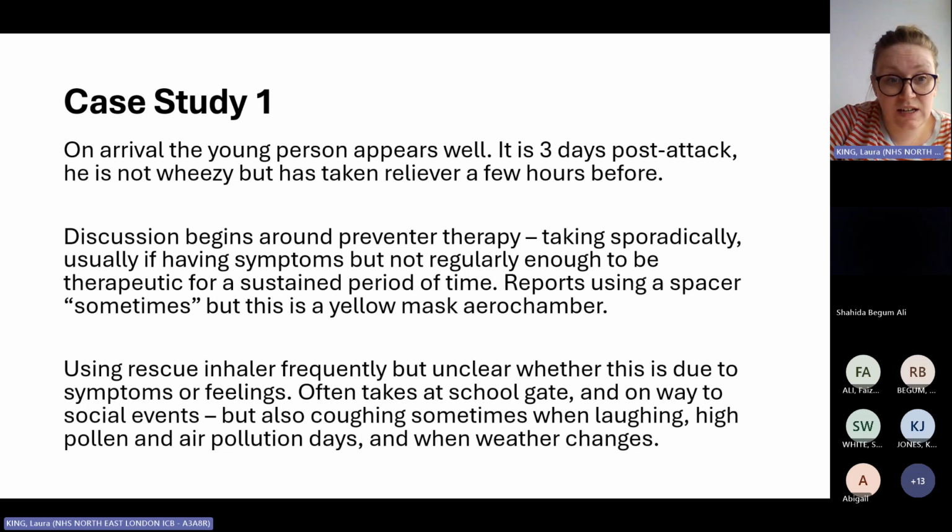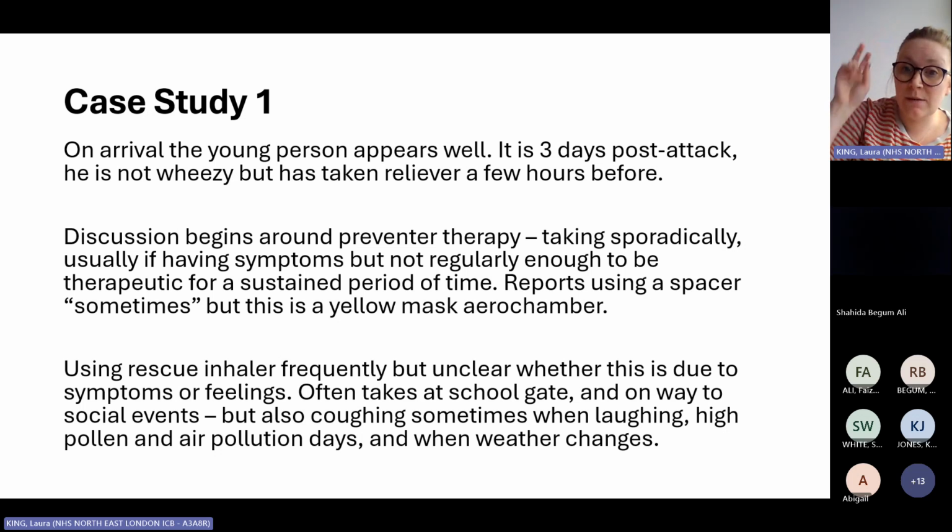They're taking it sporadically, usually just in response to symptoms, but not regularly enough to be therapeutic. So you may well know this already. It takes sort of 4 to 6 weeks for an inhaled steroid to start working. And quite often what we see is they'll get quite good after an attack, or during some of the trickier times of year for that patient. They'll feel better and then they stop taking it. And then obviously the cycle starts again because the inflammation returns.